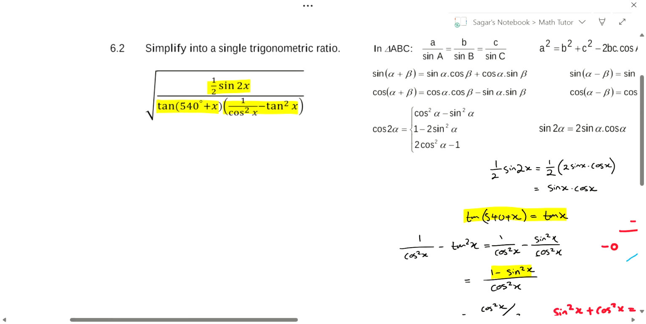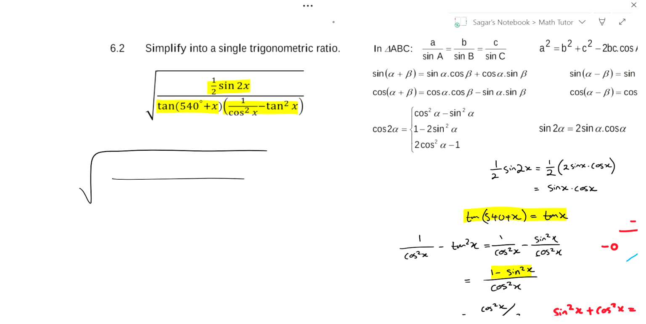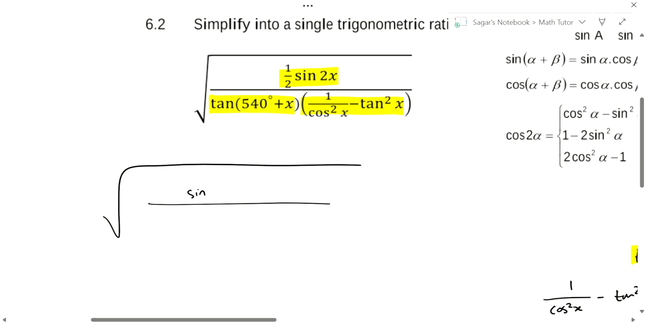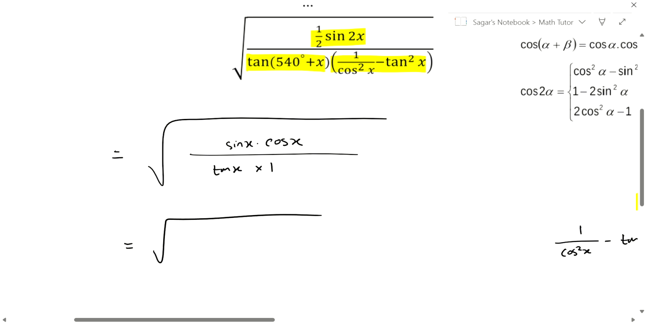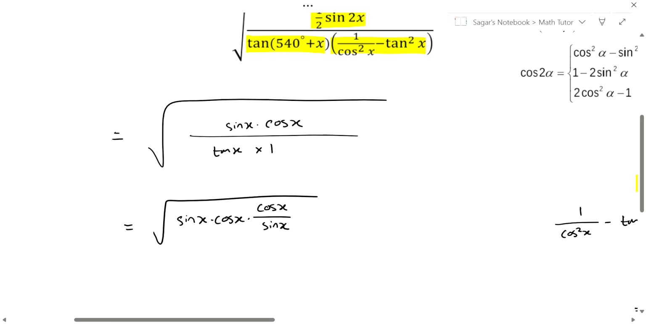Now let us substitute all our expansions into this expression. In the numerator, we've got sine x multiplied by cos x. In the denominator, we have tan x multiplied by 1. And this is equal to sine x multiplied by cos x multiplied by cos x all over sine x. Let me show you what happened there.